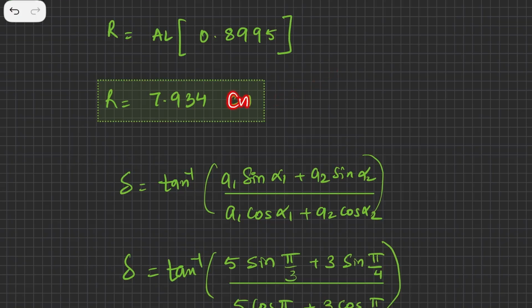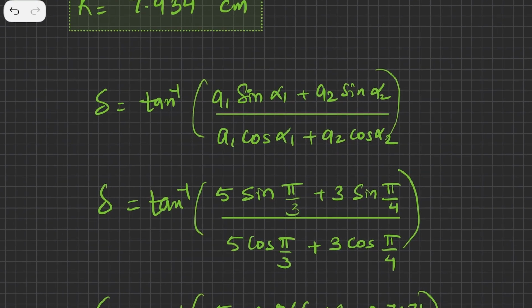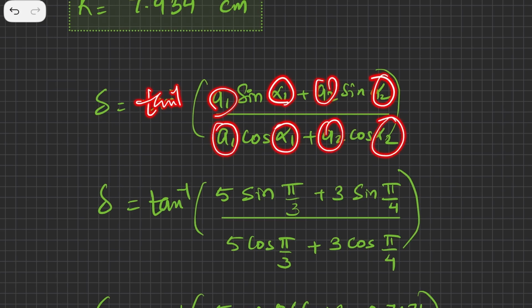Because everything is in centimeters, amplitude will also be in centimeters. Then comes the resultant initial phase angle, that is the epoch, and for that again this formula has been derived by us in our regular class, composition of two S.H.M.s. So that is tan inverse of (a1 sin alpha 1 plus a2 sin alpha 2) upon (a1 cos alpha 1 plus a2 cos alpha 2).